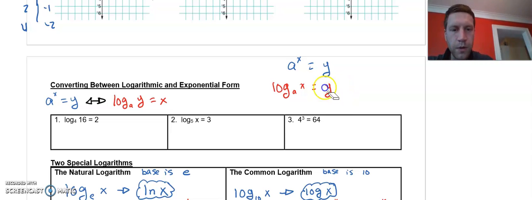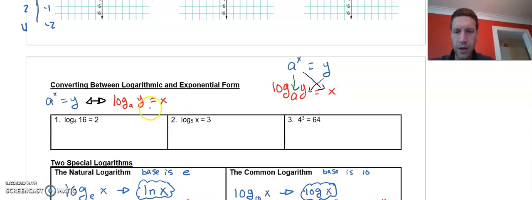I shouldn't have drawn that yet. Okay, so drop and swap. So first we drop our a. And then we swap these two variables' positions, right? So log base a of y is equal to x. So if you look in red there, I know it's hard to see, but it should match up with what you see here. Log base a of y is equal to x.